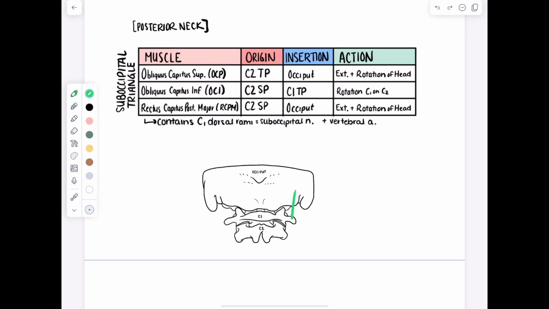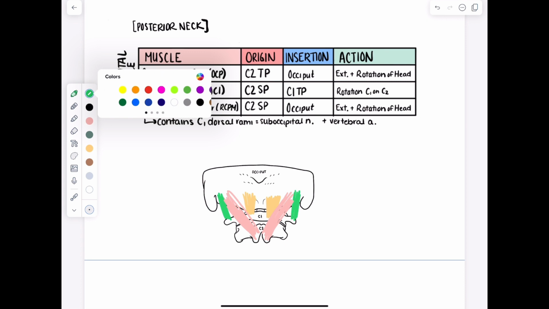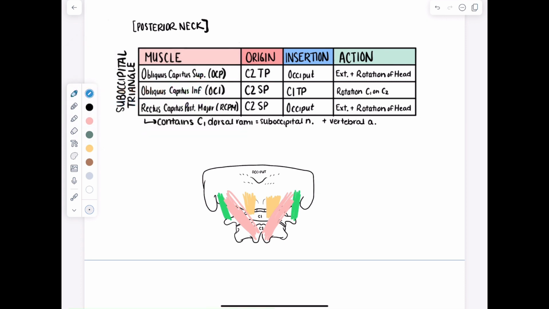So we have one coming here to here. So there's one muscle coming from here down to here. Another muscle, let me just draw them in first so then we can see. We have from here to here a muscle. And then, let's do it in blue, here to here. And so the suboccipital triangle is actually these muscles right there.